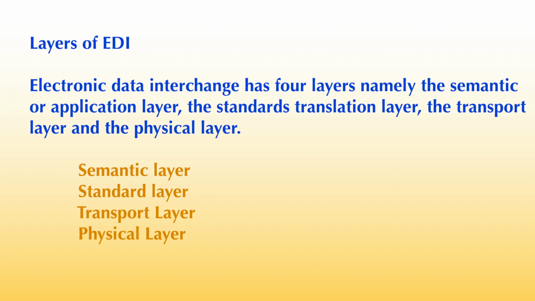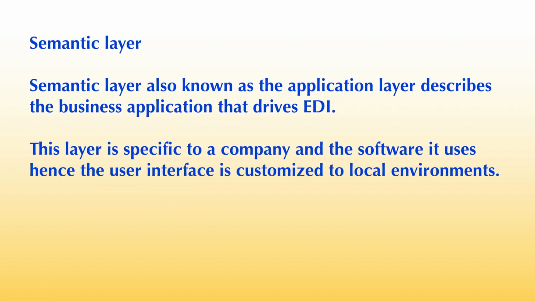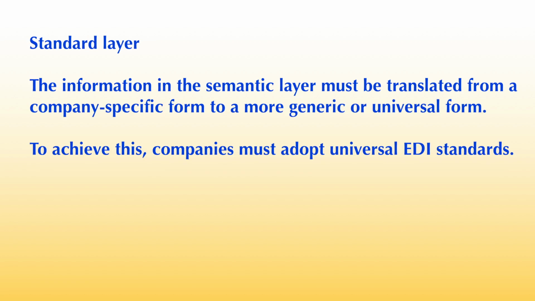Now we see about the layers of EDI. Electronic data interchange has 4 layers, namely the semantic or application layer, the standards translation layer, the transport layer and the physical layer. The semantic layer, also known as the application layer, describes the business application that drives EDI. This layer is specific to a company and the software it uses, hence the user interface is customized to local environments. Next we see about the standard layer.